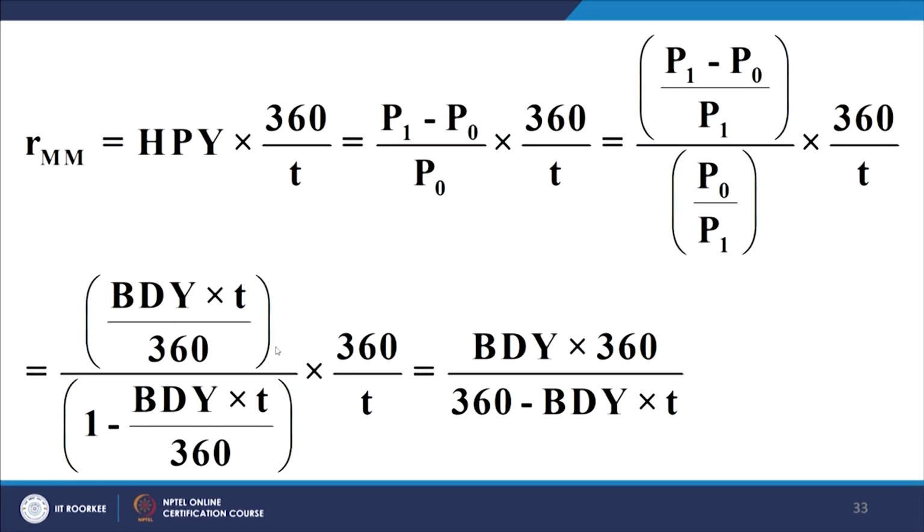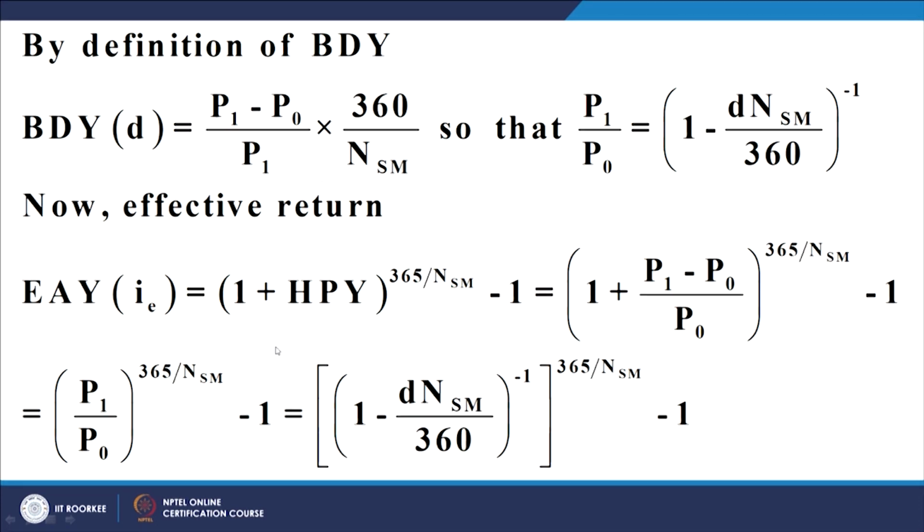This slide gives you the relationship between money market yield and the banker's discount yield. The derivation is quite straightforward. I will not go through it step by step, but it is simple algebra, so you can easily work it out. The money market yield is equal to banker's discount yield into 360 divided by 360 minus banker's discount yield into the holding period.